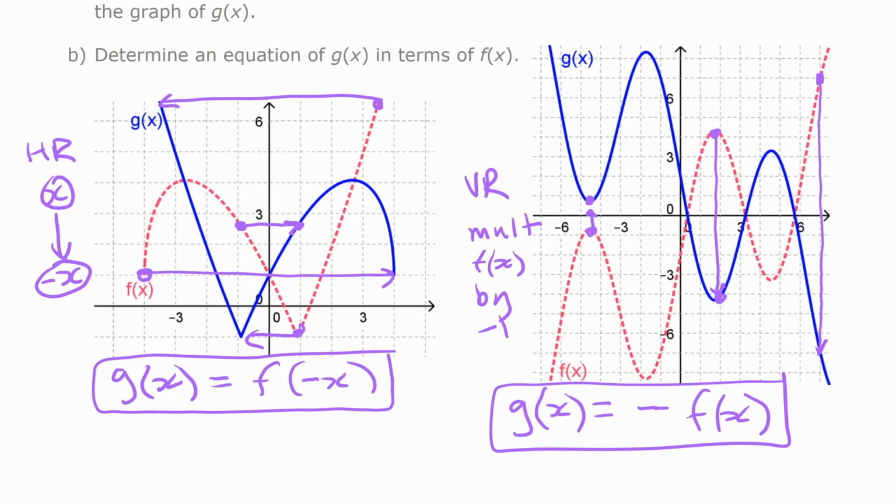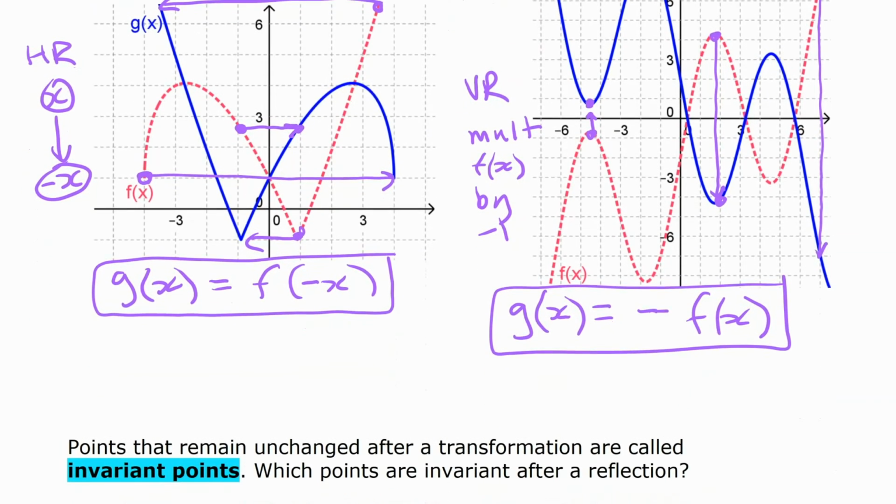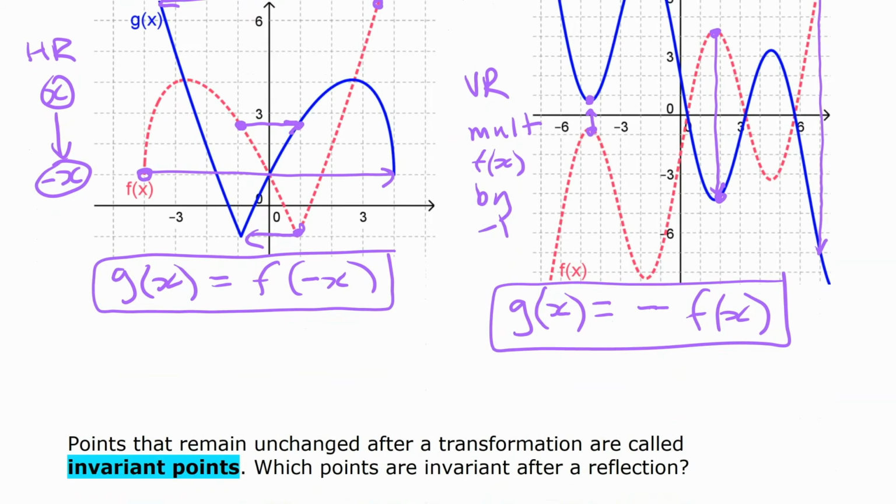Now, before we move forward here, we're going to bring in a new term, and that term is what you refer to as an invariant point. Invariant points, when you talk about a transformation, are points that don't change as a result of that transformation. And when you have reflections, you do have points that remain unchanged after reflections.